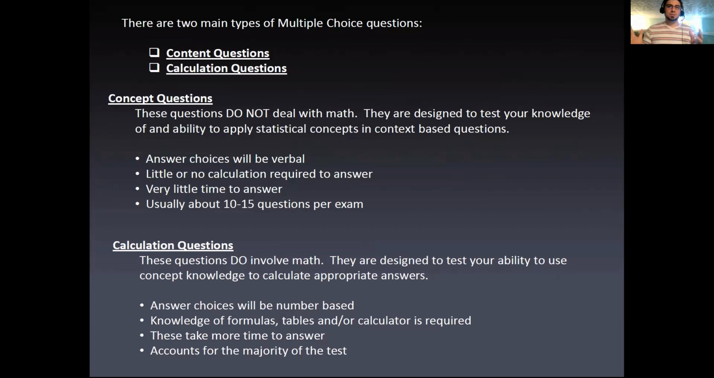There are going to be two main types of multiple choice questions. One is a content related question, and one is a calculation type question. The content or concept type questions are not really going to deal with math per se, where you're making calculations. They are constructed so that they get at your knowledge, understanding, and ability to apply statistical concepts in contextual situations. The answer choices are going to be verbal. You might have to do some simple things, but nothing really major, and they should take you very little time to answer.